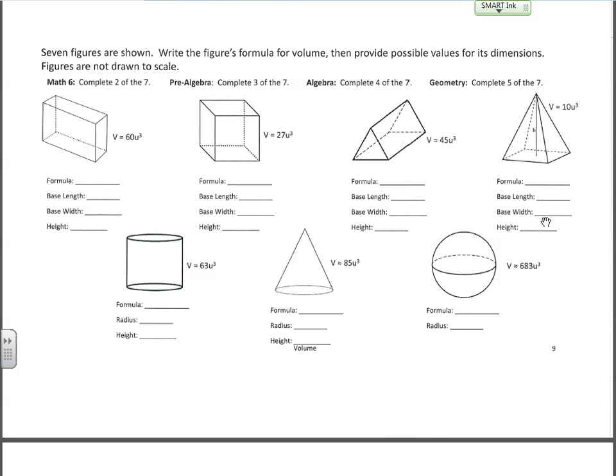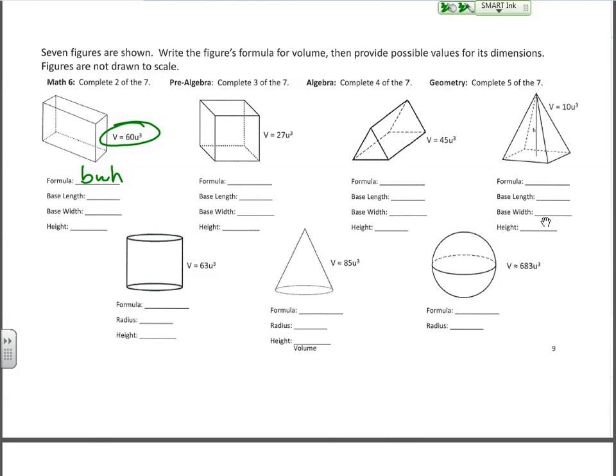So for example, rectangular prism, the volume is 60. The formula, base times width times height. What would 3 numbers be that could represent the base, the width, and the height that would multiply to be 60? You would write this in.